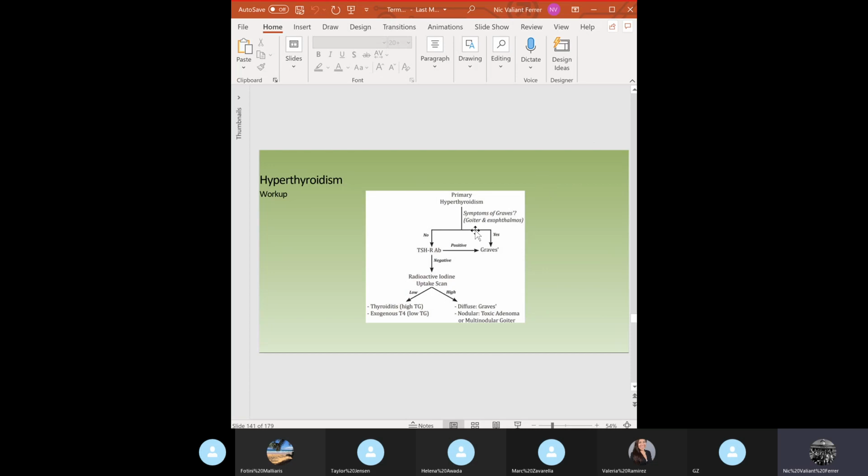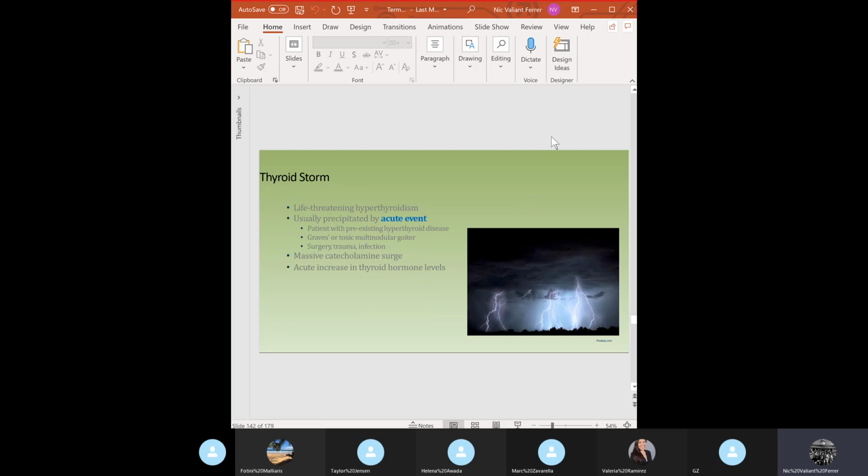Okay, look at this image. What are we going to do? Primary hyperthyroidism, increased T3, T4, decreased TSH. Are there symptoms of Graves? Are there goiter and exophthalmos? Yes or no? Yes, then it's Graves. No? Okay, let's check antibodies. If it's positive, it's Graves. If it's negative, check iodine scan. If uptake is high, then it's Graves, or if it's nodular, toxic adenoma. If it's low, it's thyroiditis or exogenous T4.